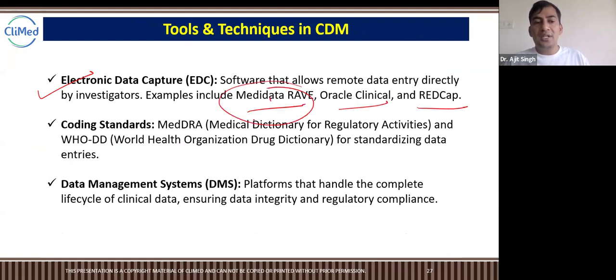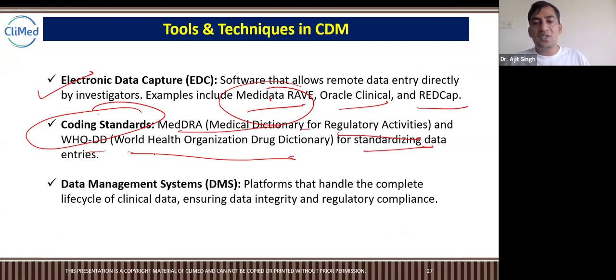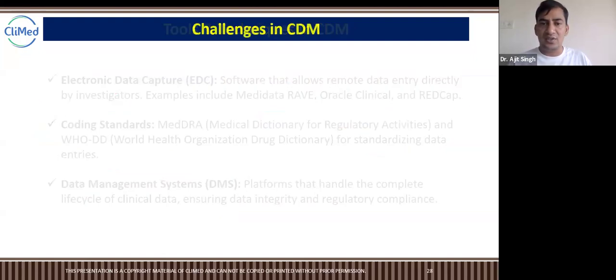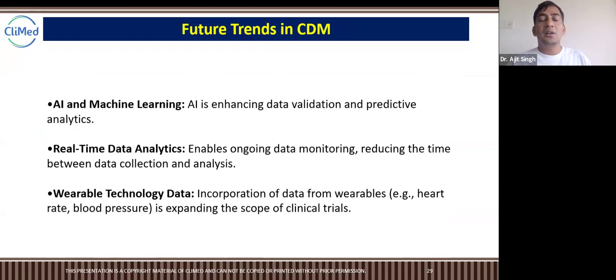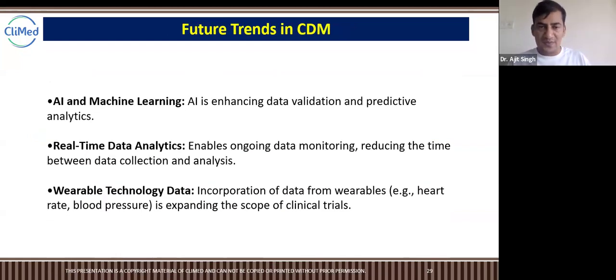These are the included data captures where they collect the data, where they create the EDCs, the case report forms, and in that only the data is entered. Then there are some coding standards like MedDRA, Medical Dictionary for Regulatory Activities, or WHODD, World Health Organization Drug Dictionary, for standardizing the data, or maybe the data management systems are there for different data collection and data security. There are some challenges also. So everything you will be getting in this CDM course as well.